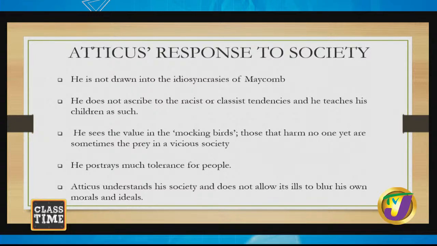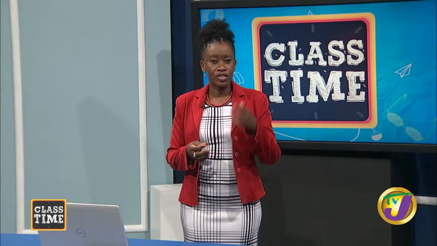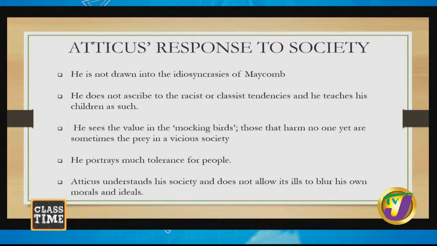He believes that people should be treated with decency, and he himself tries to act as a decent individual. He does not subscribe to racist or classist tendencies, and he treats his children as such. He sees value in the mockingbirds. Remember at one point when the children got the play guns, he said they can shoot any birds they wanted to shoot, but they are not to take a shot at the mockingbirds, because these mockingbirds do nothing but make music. So he believes in the figure of the mockingbirds. He portrays tolerance for people. And Atticus understands that his society has ills, but he doesn't get drawn into those ills. He is what we would call the odd one out, the misfit, but it's a misfit in a good way.